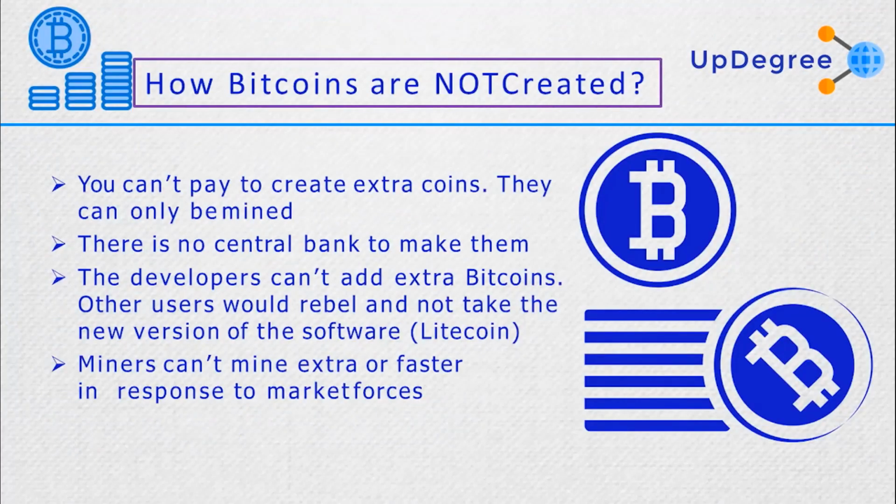Bitcoins are not created because you can't pay to get extra coins. They can only be mined. The second thing, there is no central bank. Developers cannot add extra coins, and even miners can't mine extra or faster in response to market forces. This is something beautiful about Bitcoin. That's why you see Bitcoin's utility is growing day by day.